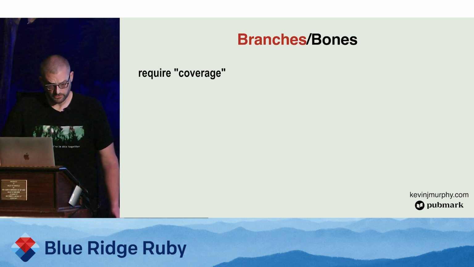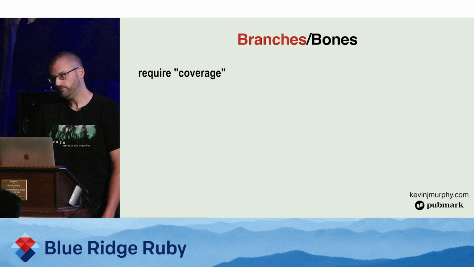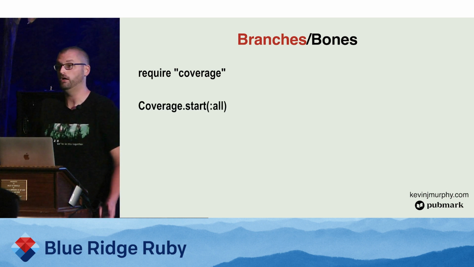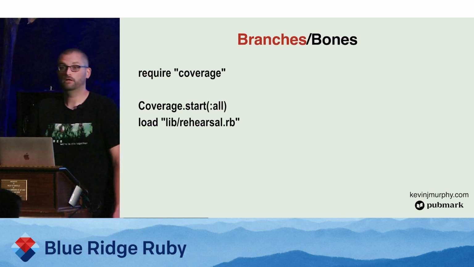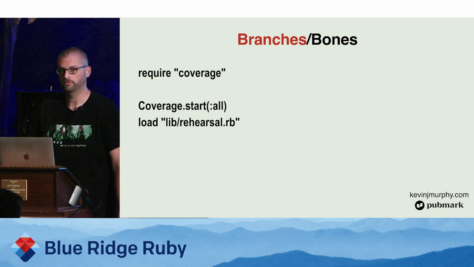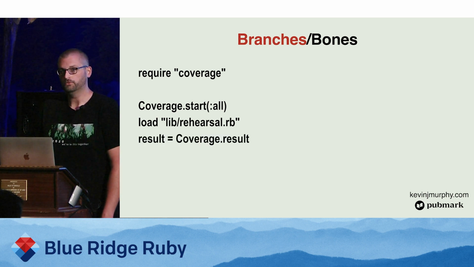But we told them we would give it a try, and so we don't really know if coverage can even help us out here. So we're going to start coverage in a special way. We're going to pass it the all symbol. And that tells coverage, run everything, tell me everything you got, I'll figure it out later. Right. So the band's going to practice the show at soundcheck again, and we'll see what comes back.